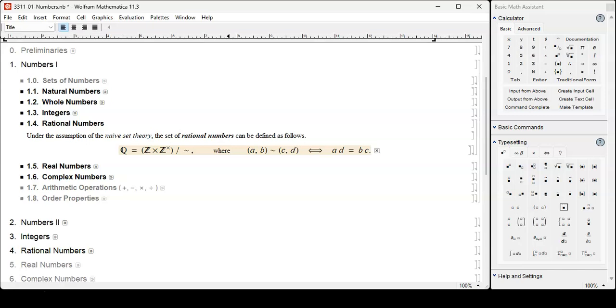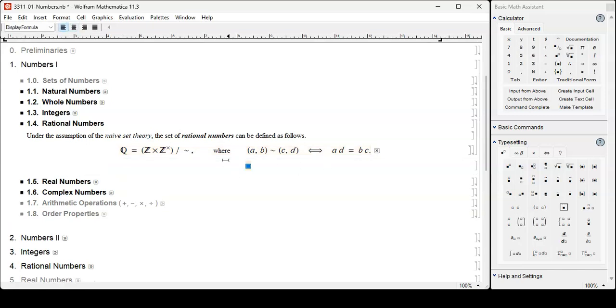And then you can consider the equivalence classes. And how do you represent an equivalence class? Typically, you use bracket notation, and that is the set of all (x, y) from the original set, which is Z cross Z with non-zero second coordinate, that are equivalent to the representative (a, b).